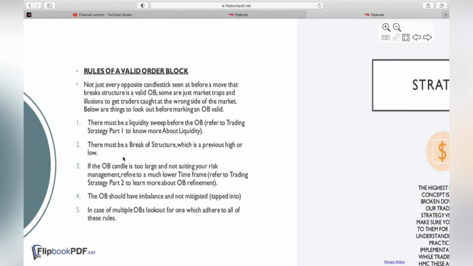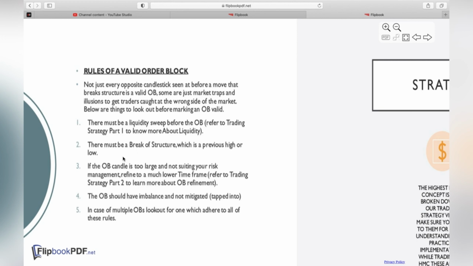If you are setting to lose 1% in the market, make sure that the order block you are using is not violating that rule. Some candles are so big that they can even take 2% of your account or even more. So you have to refine such kind of order block to a lower time frame to shorten the candle.